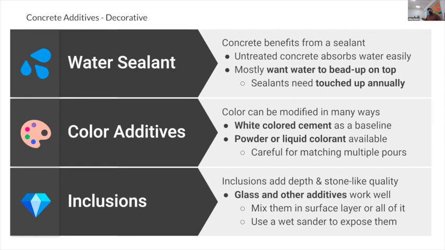So there's some cool options if you wanted to make it look really cool. You can play around with all of those if you're really trying to get an aesthetic out of the material that you're casting. This would also be true in plaster for the inclusions.